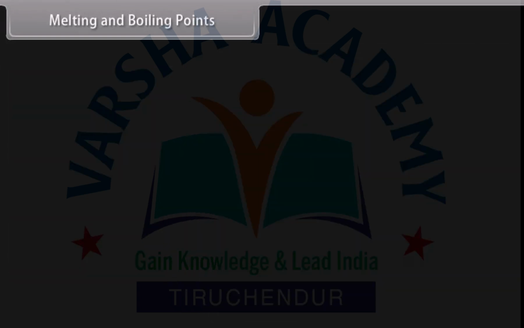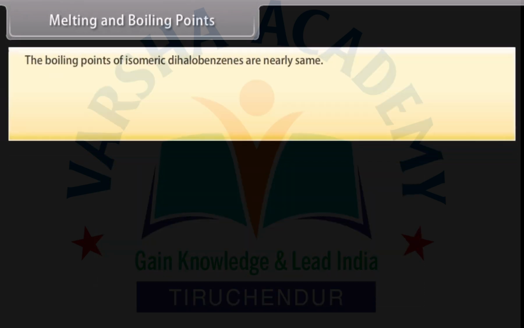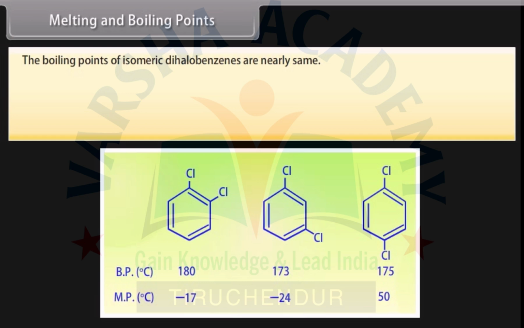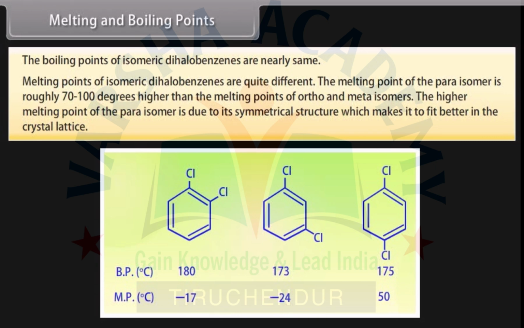Melting and boiling points. For isomeric alkyl halides, the boiling point decreases with branching. This is because branching of the chain decreases the surface area and consequently the intermolecular forces of attraction. The boiling points of isomeric dihalobenzenes are nearly the same. The melting points of isomeric dihalobenzenes are quite different. The melting point of the para-isomer is roughly 70 to 100 degrees higher than the melting point of ortho and meta-isomers. The higher melting point of the para-isomer is due to its symmetrical structure, which makes it fit better in the crystal lattice.